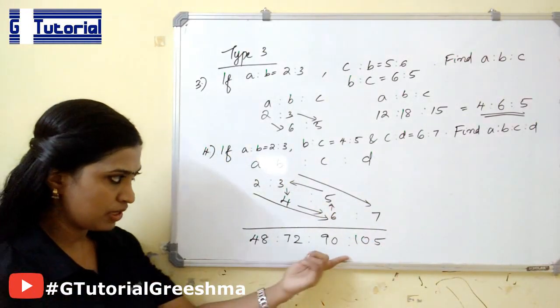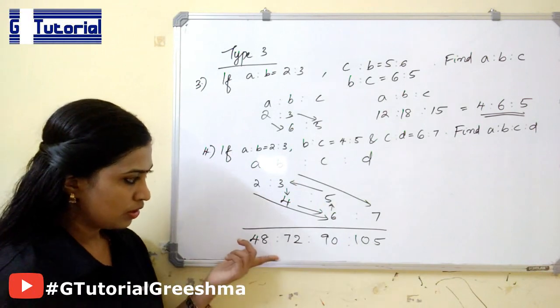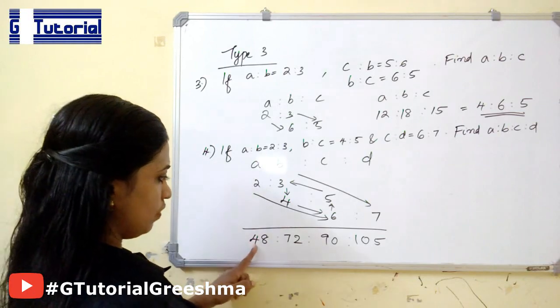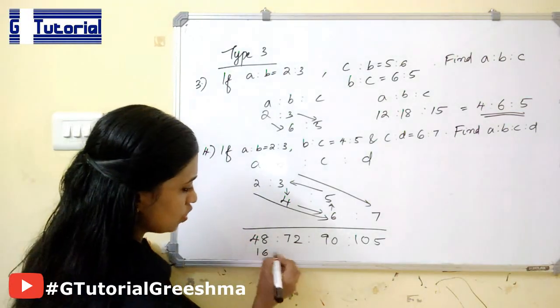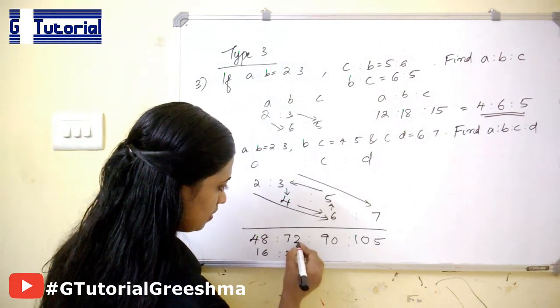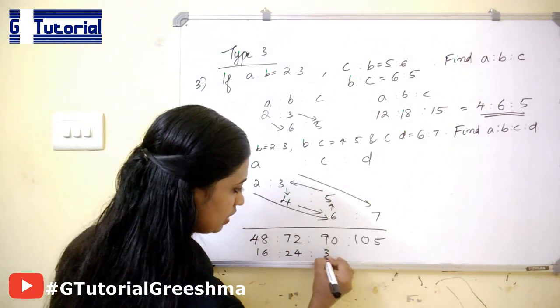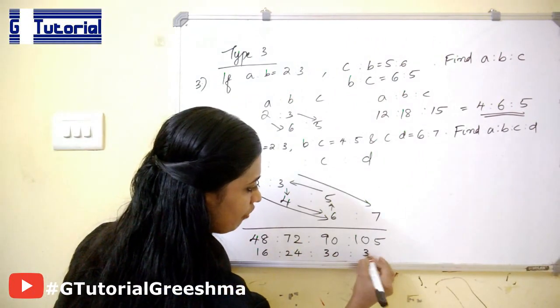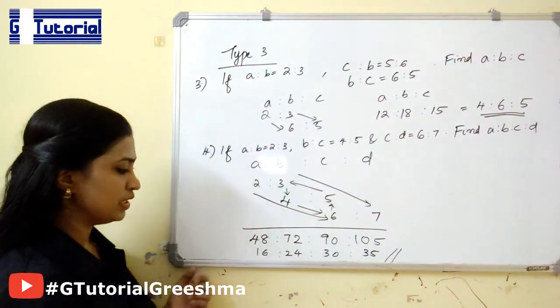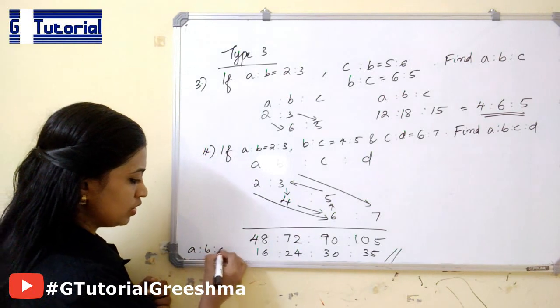This is not the simplest form. You can cancel out these terms using 3. So, cancelling with 3, we get 16 is to 24 is to 30 is to 35. This is the ratio A is to B is to C is to D.